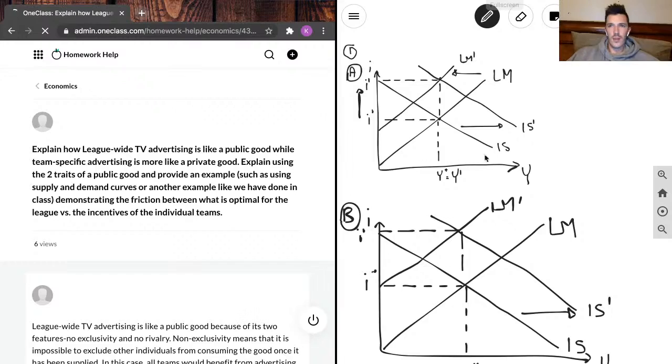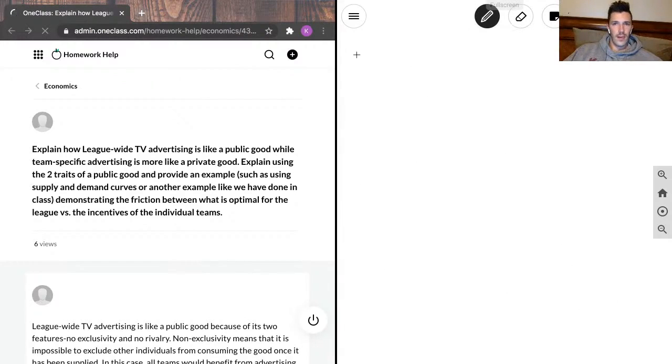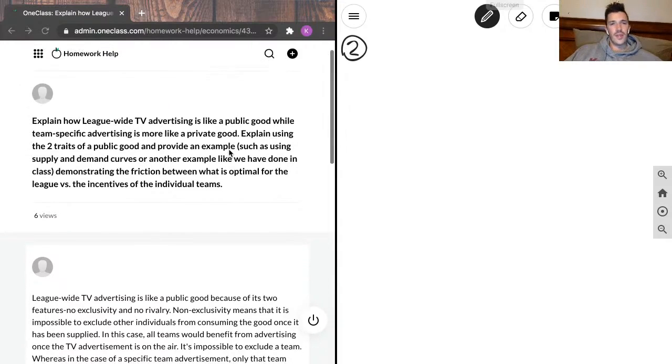Question 2. And question 2 reads as follows. Explain how league-wide TV advertising is like a public good, while team-specific advertising is more like a private good. Explain using the 2 traits of a public good and provide an example. Using supply and demand curves, another example like we've done in class, demonstrating the friction between what is optimal for the league versus the incentives of individual teams.